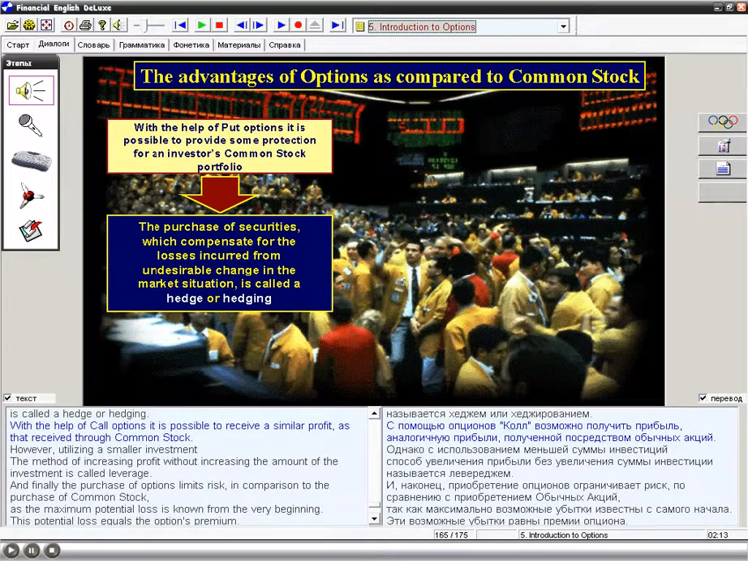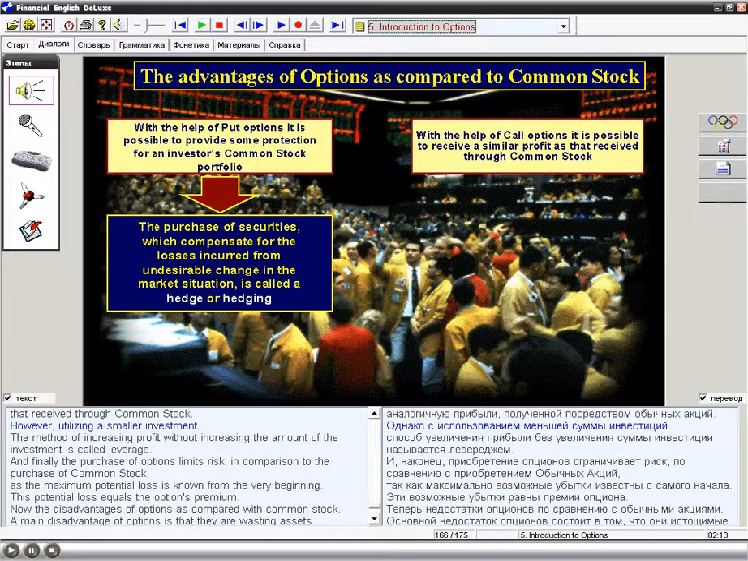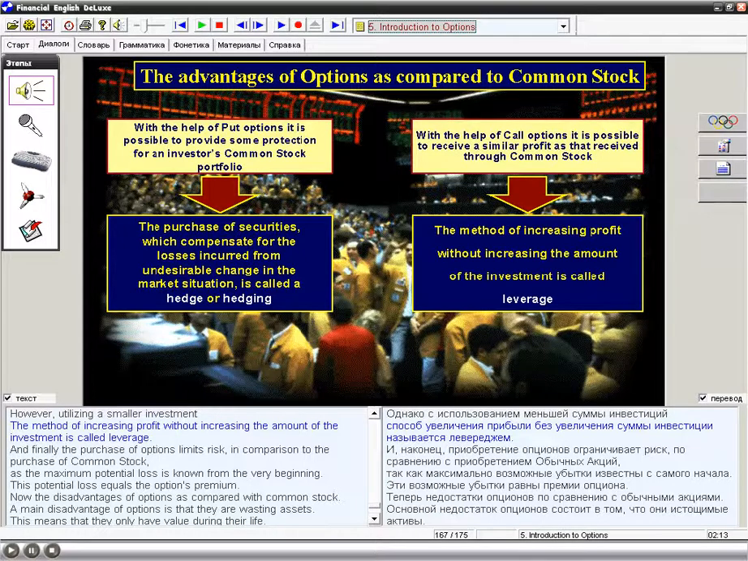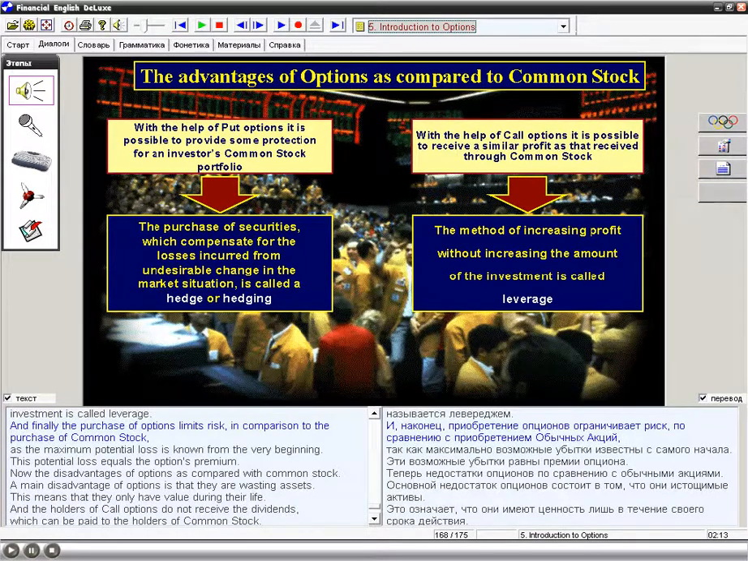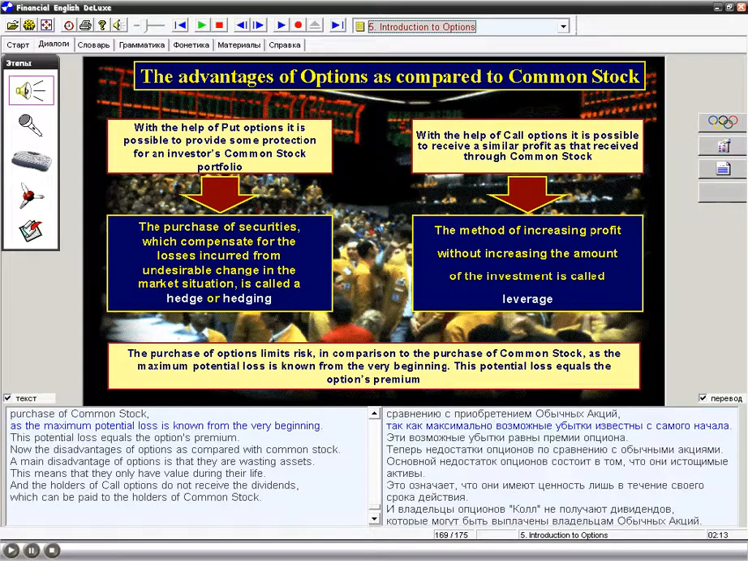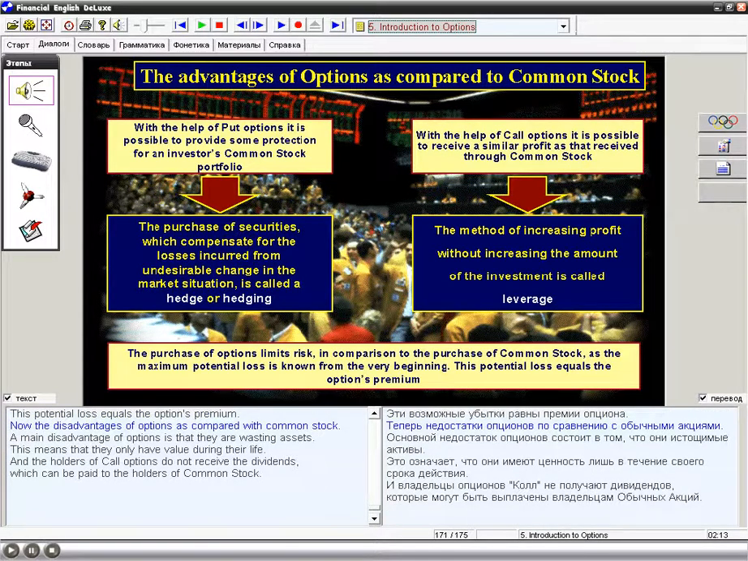The purchase of securities, which compensates for the losses incurred from an undesirable change in the market situation, is called a hedge or hedging. With the help of call options, it is possible to receive a similar profit as that received through common stock, however, utilizing a smaller investment. The method of increasing profit without increasing the amount of investment is called leverage. And finally, the purchase of options limits risk in comparison to the purchase of common stock, as the maximum potential loss is known from the very beginning. This potential loss equals the options premium.